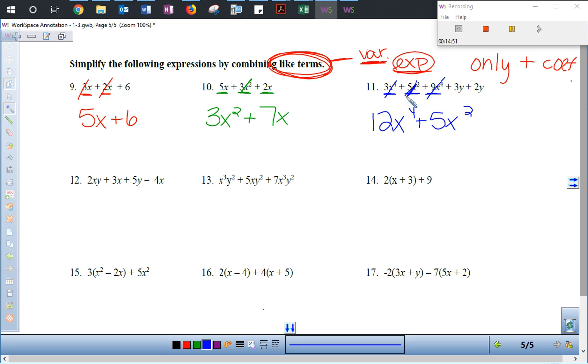And then if you'll look at this point, I only have one variable left, 3y and 2y. Those are like terms because we have a y to the first and a y to the first, so I can add them together. Only add the coefficients. So 3y plus 2y is 5y.